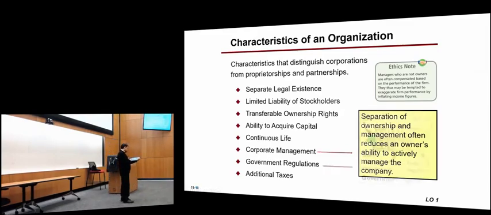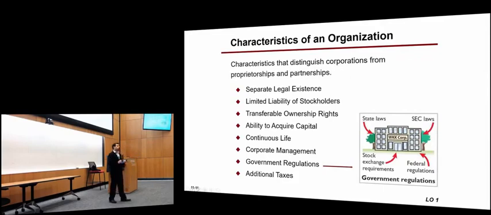Government regulations. Corporations have to follow more regulations. For example, they have to follow the regulations of the SEC for filings. They have to report certain information. They have to prepare the financial statements in specific formats, and they have to report it quarterly and yearly. So all these additional regulations that they have to comply with.